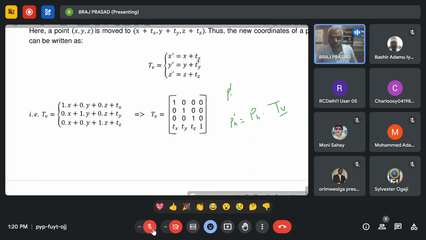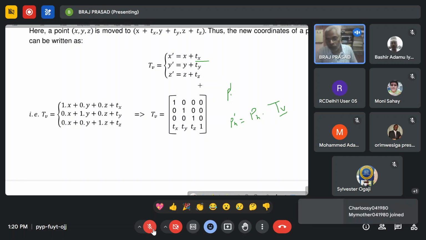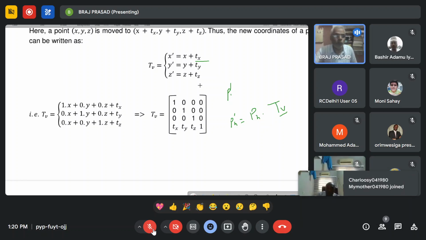In x direction, the unit is given, that is, the values of tx, ty, tz will be given in the question. So all these are about the translation. We will discuss rotation in the next class, and after that we will discuss the concept of projection also. Then we will move to the other topics.